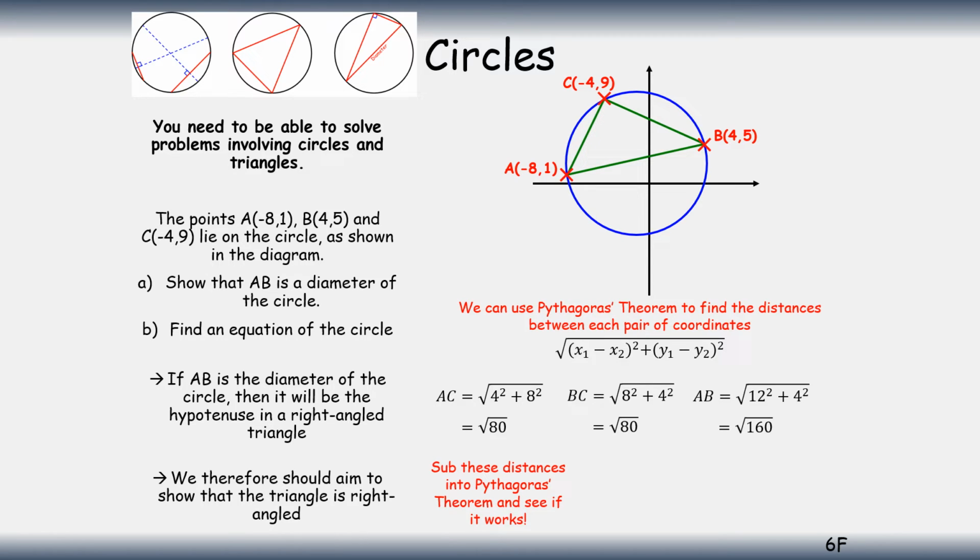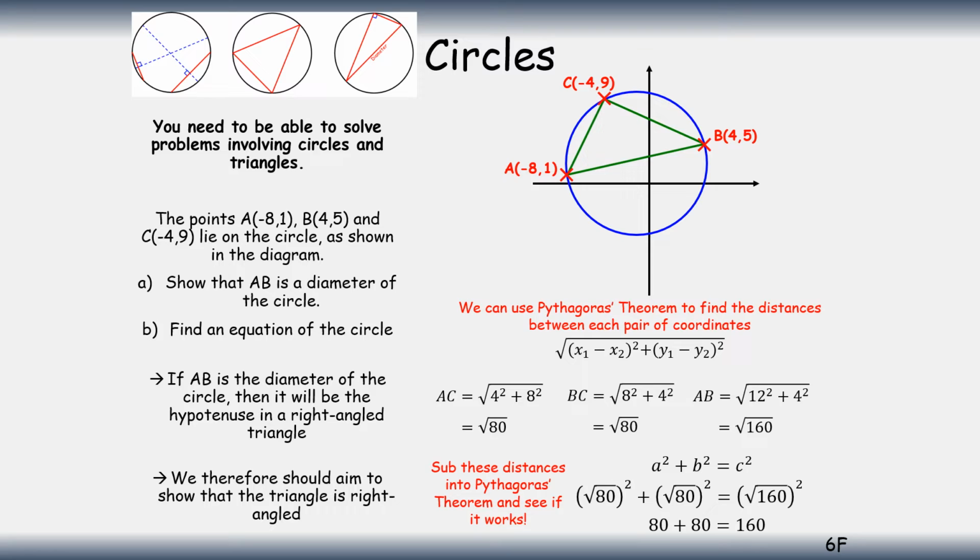So if we substitute this into the Pythagoras theorem formula, a squared plus b squared equals c squared, we see it actually works. 80 plus 80 equals 160. So that means the triangle is a right angle triangle. If the angle ACB is 90 degrees, then AB must be the diameter of that circle.